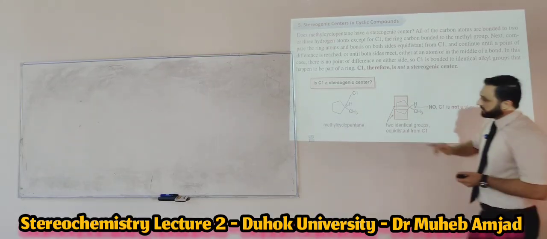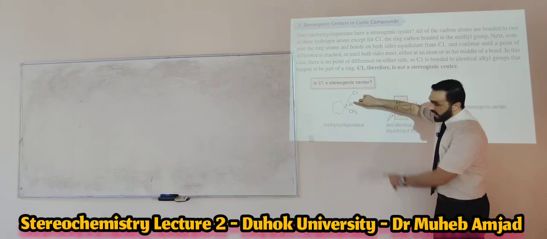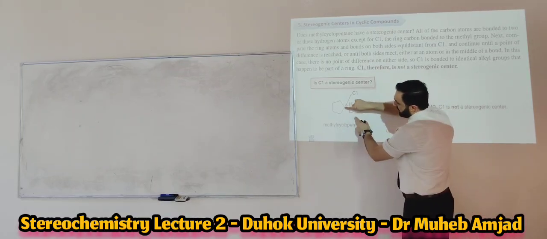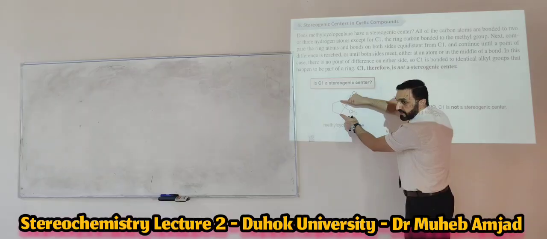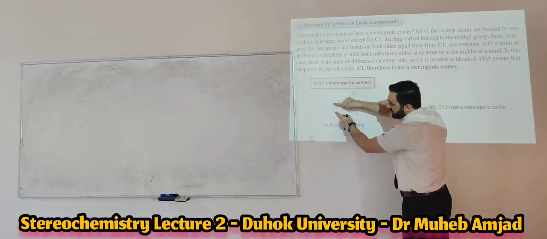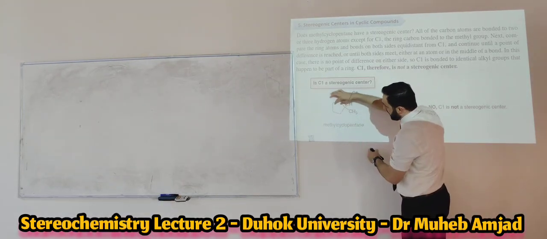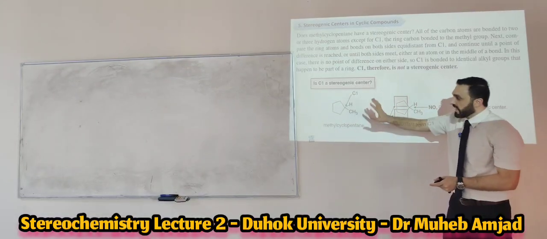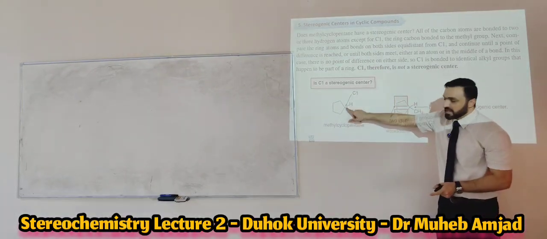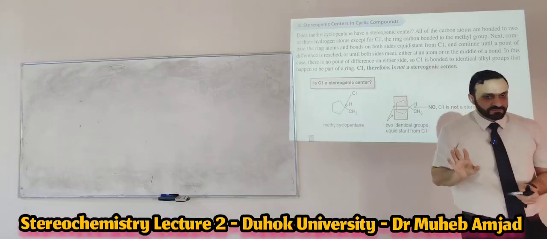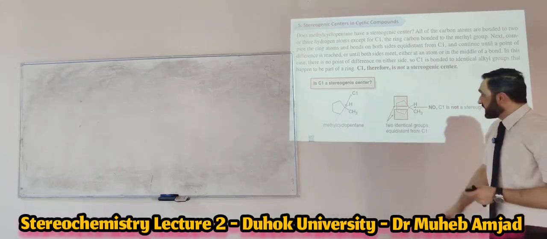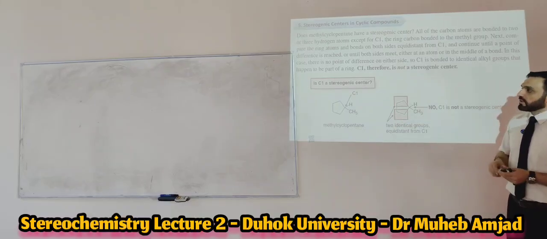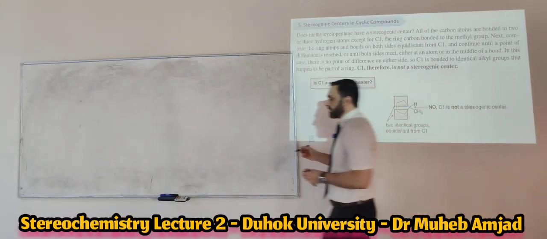For example, look here. Now this carbon, this hydrogen, and this CH3, and this carbon. Look, here CH2, CH2, there is no difference. Here CH2, CH2, there is no difference. That means this part of the cycle is the same as this part. Yes. If they are the same, that means this carbon is not a stereogenic center. Look, this part is exactly the same as this part. Okay, another example. For example, we take this.